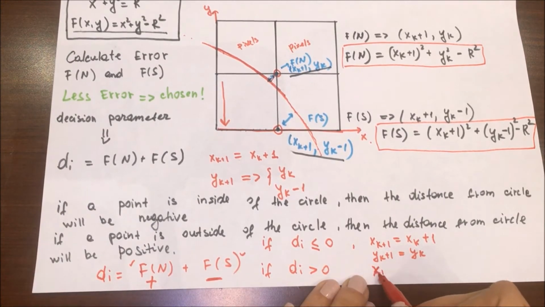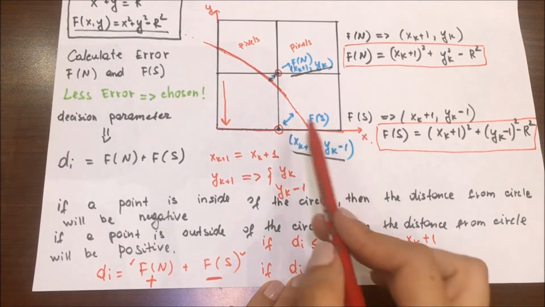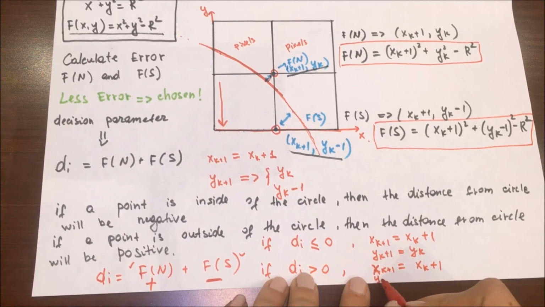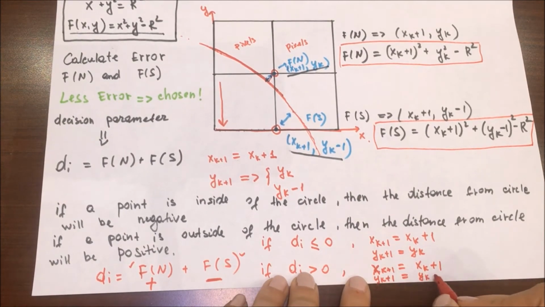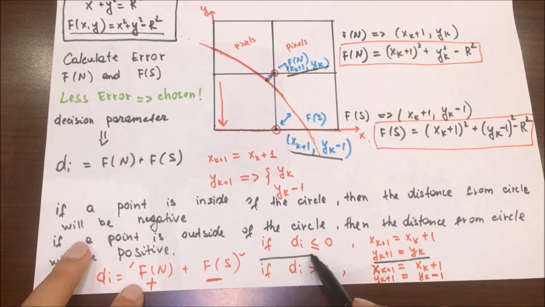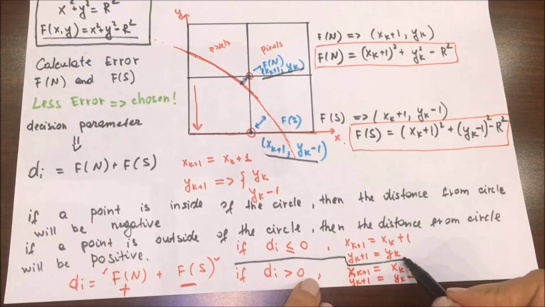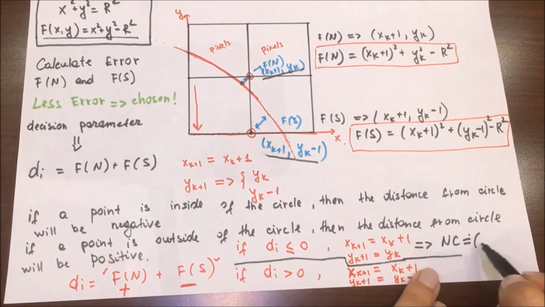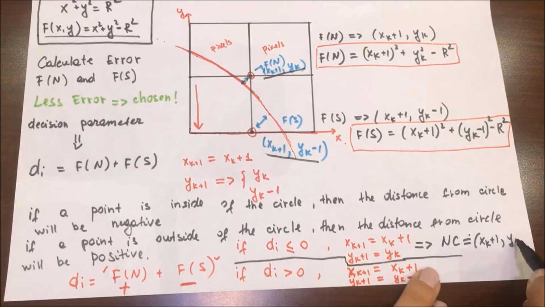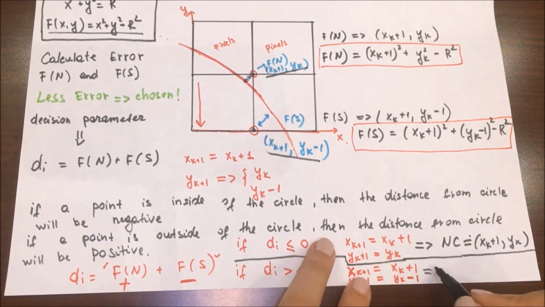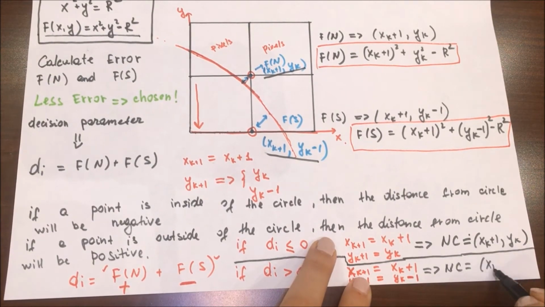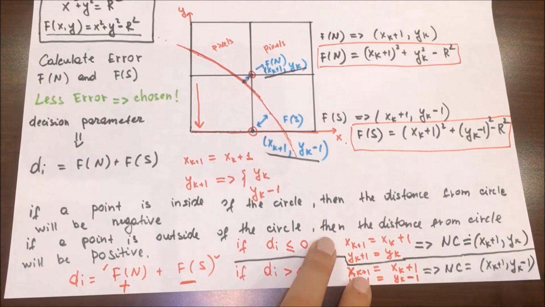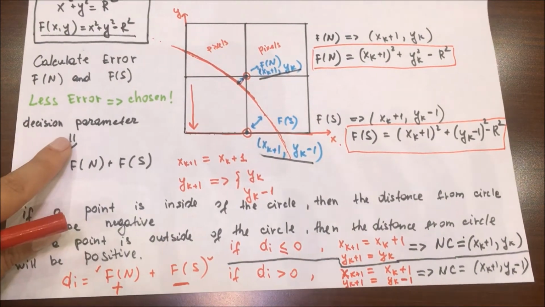On the other hand, if d is more than 0, east point is dominant and it has greater error than southeast point. In this case, f of s will be selected. The coordinates of f of s are xk plus 1, yk minus 1. So if DE is less than or equal to 0, the next coordinates will be xk plus 1 and yk. If DE is more than 0, the next coordinates will be xk plus 1, yk minus 1.